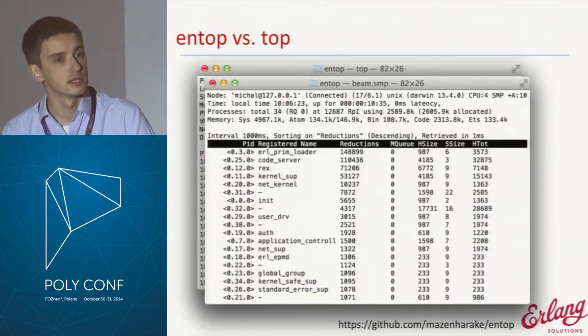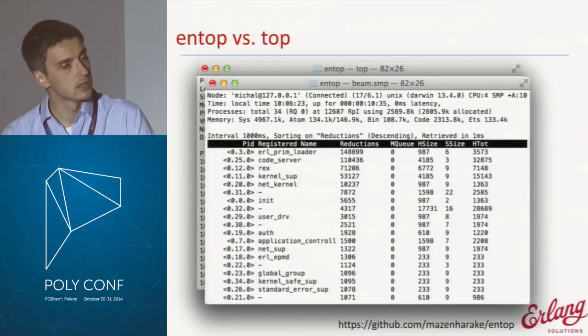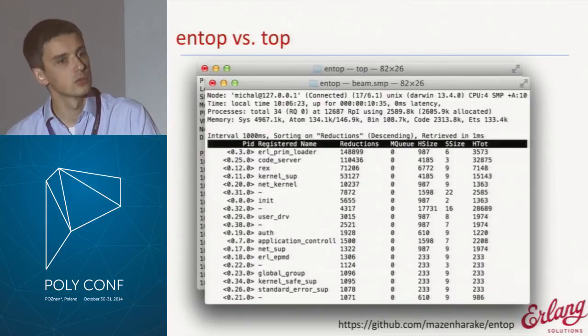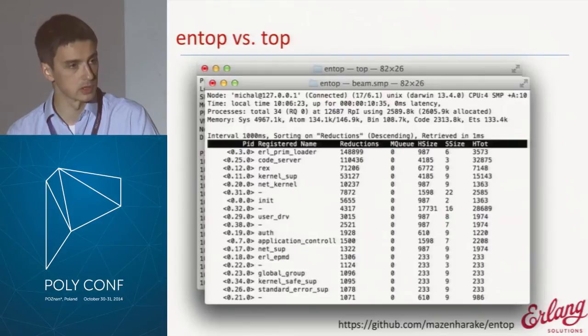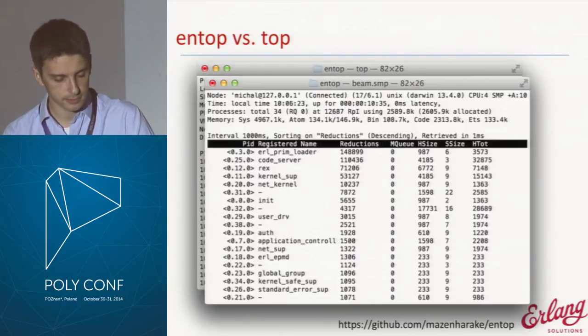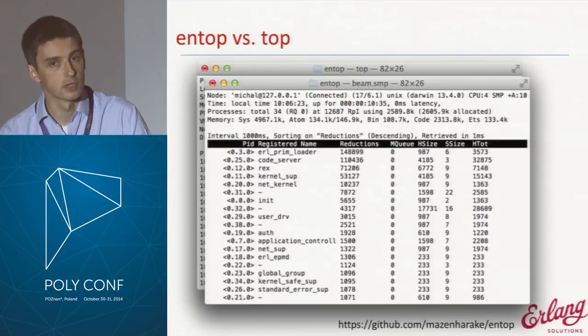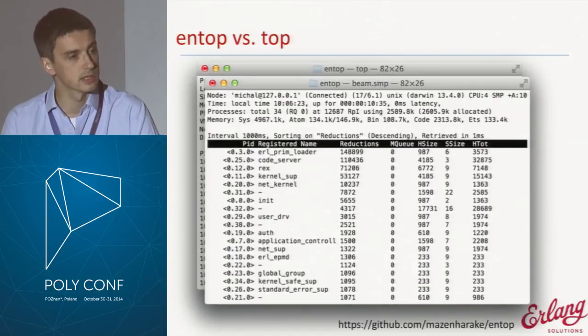Very useful. Something goes wrong, you start to see some CPU cycles being consumed, unusual behavior of the system. You can quickly connect to it with ntop, see what's going on. Who is consuming memory? Who is using lots of reductions? Very useful when maintaining a large system and troubleshooting it.